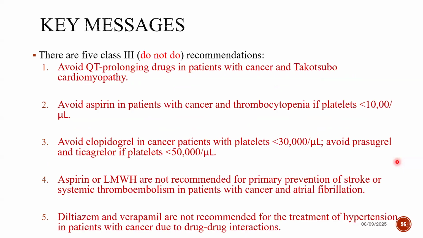You should also avoid aspirin in patients with cancer and thrombocytopenia if platelet count is below 10,000 per microliter. Sorry, not 1,000 as indicated, it should be 10,000. We should also avoid clopidogrel in cancer patients when platelet count is less than 30,000, and also avoid prasugrel and ticagrelor if platelet count is below 50,000 per microliter.